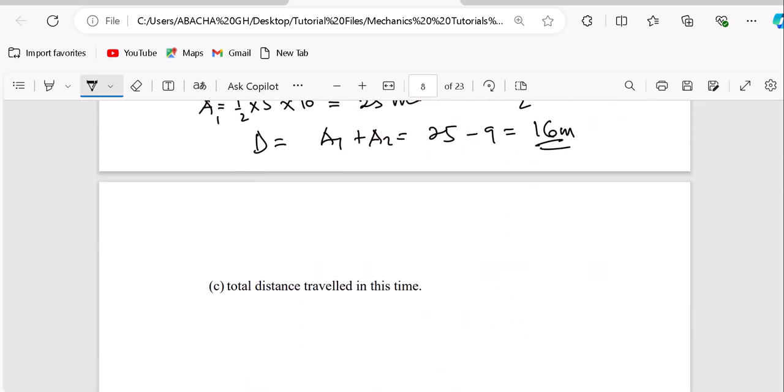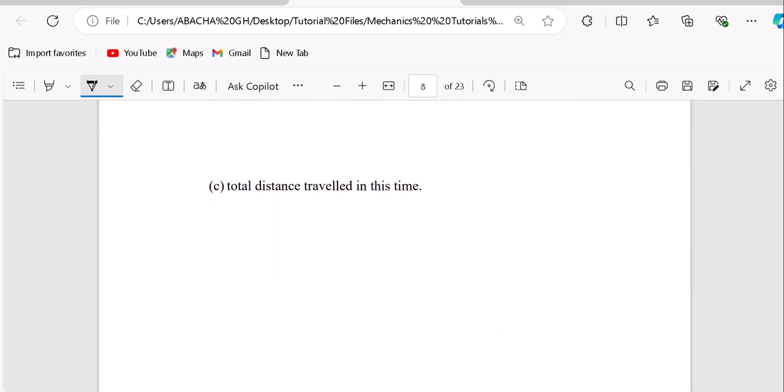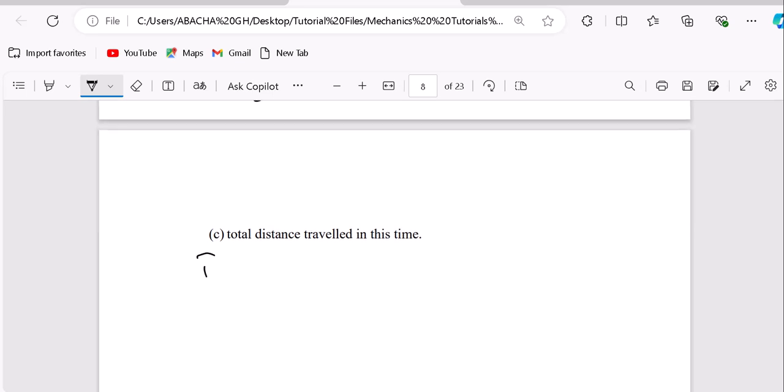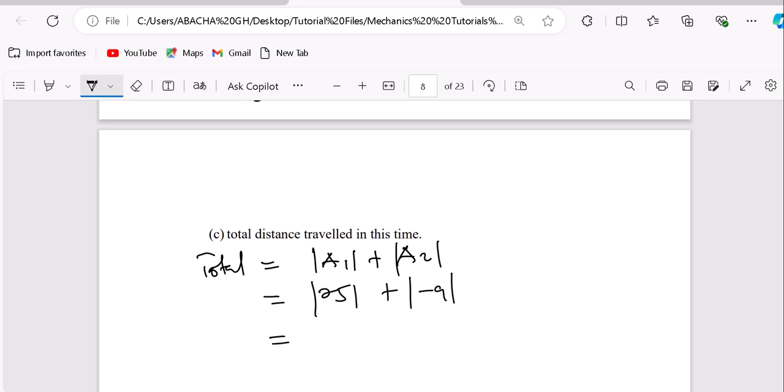Now they are asking us to find the total distance traveled in this time. We know that distance is in absolute terms, and so the total distance will just be the absolute values of the two. So distance equals the absolute value of A1 plus the absolute value of A2, and this becomes 25 plus the absolute value of -9, and we have 34 meters. So this is the distance for that part.